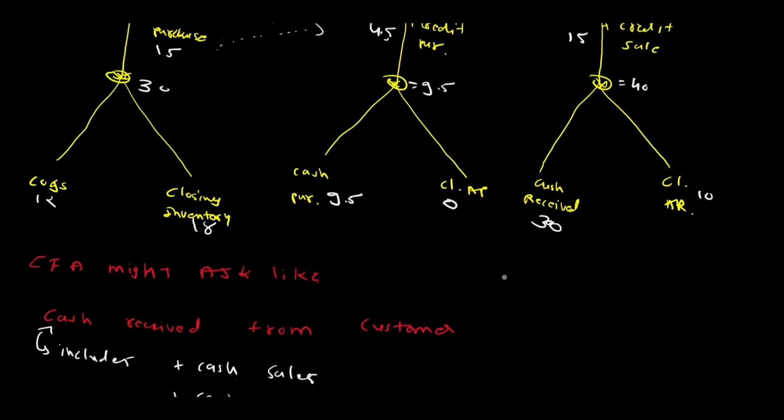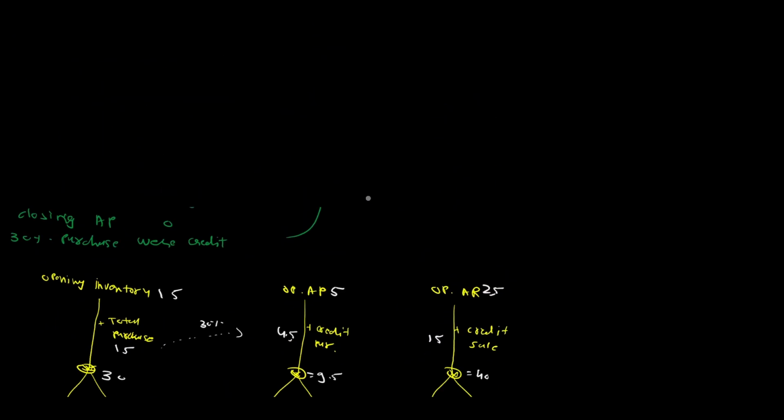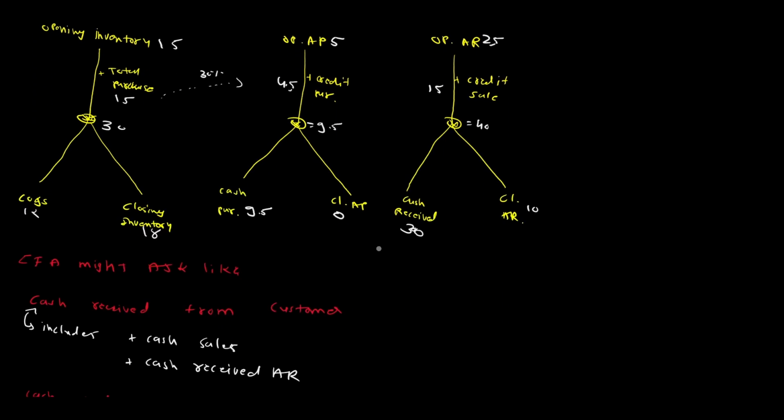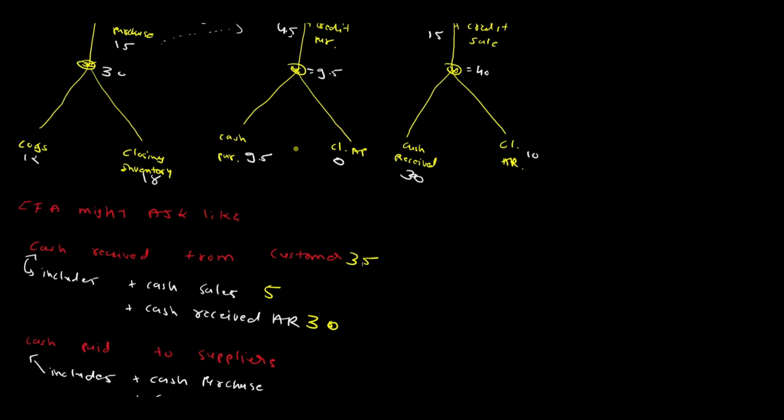So let's get the answer from this equation. My cash sales is 5, because my total sale is 20 and 15 is credit. 75% is 15, the credit from the total, so 5 is my cash sales. And cash received from AR is 30. So my 35 is my cash received from the customer, and then cash paid to the supplier.